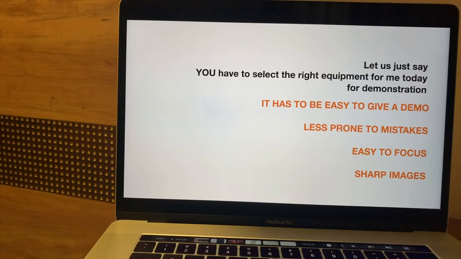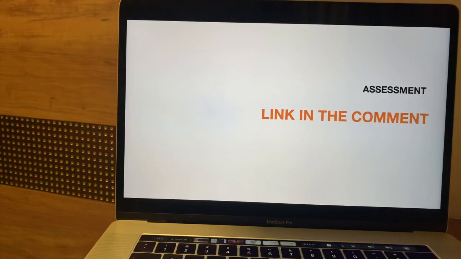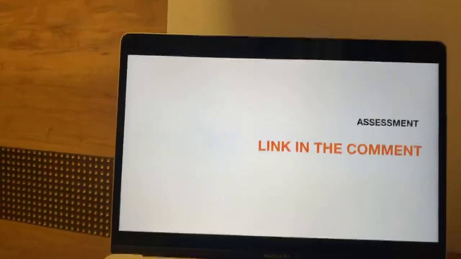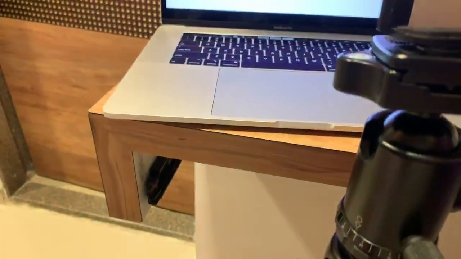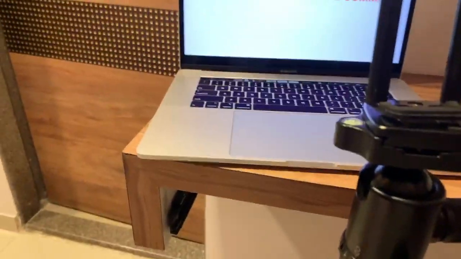So based on these 4 things, you have to give me your opinion on what I should use for demonstration today. Okay, so what do you think? Just tell me, what do you want me to use today? Can you give me an answer to that, please?